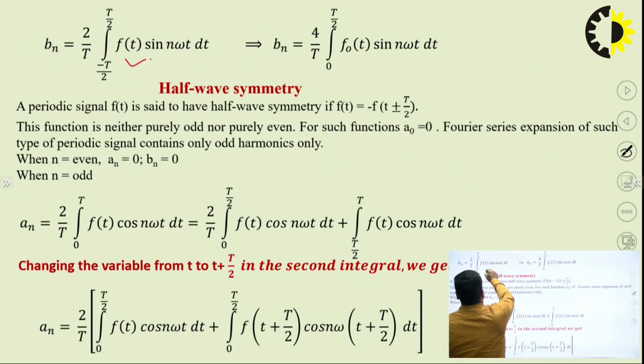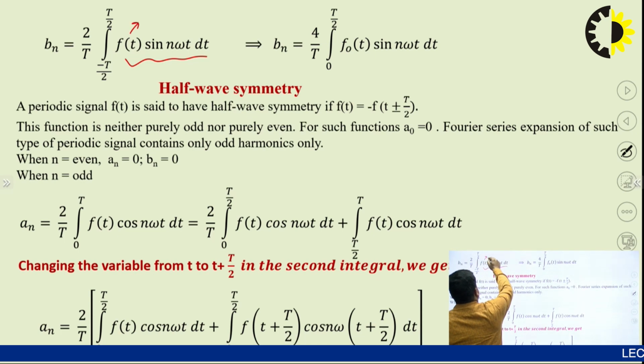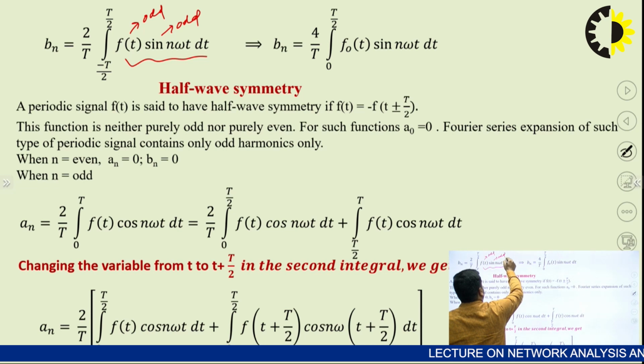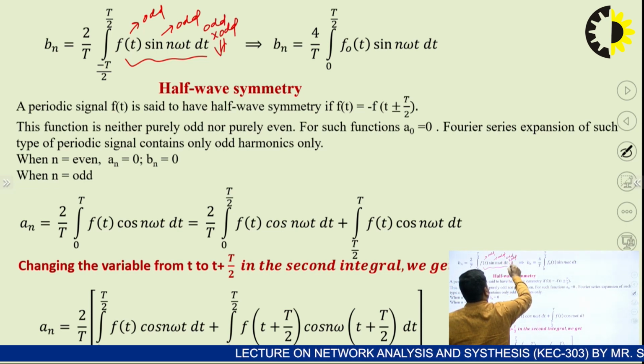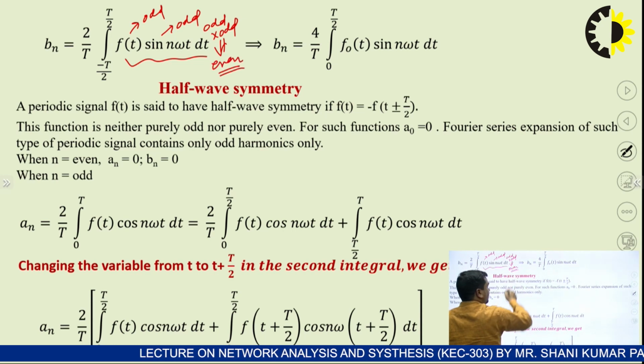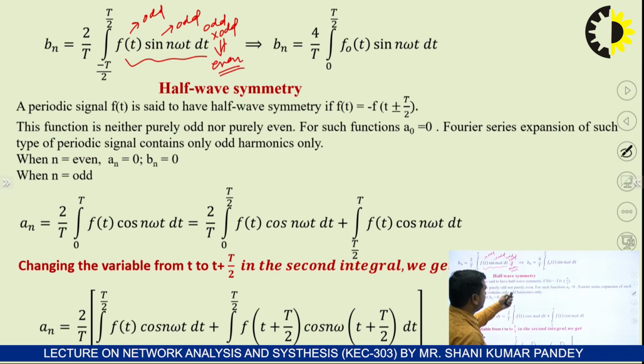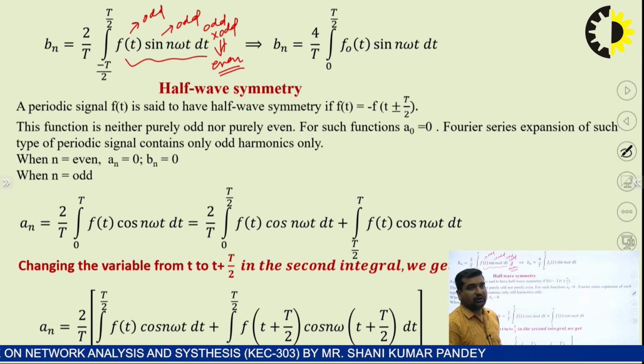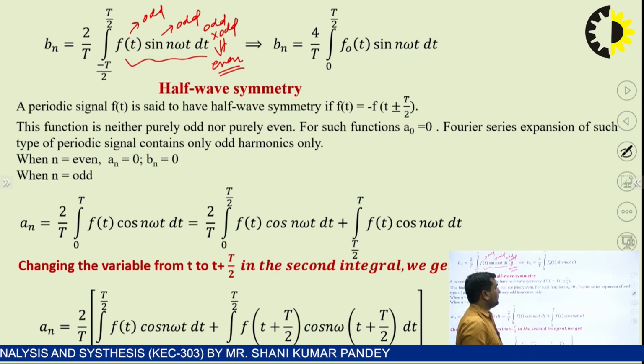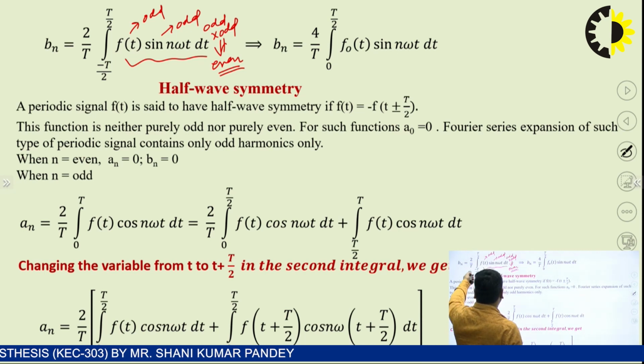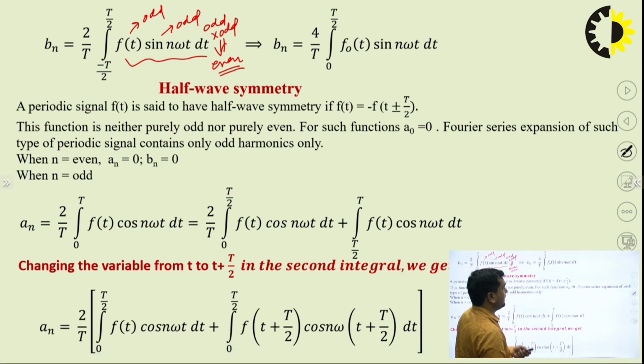And what about b_n? This one is an odd function, this one is an odd function, odd into odd becomes even. So the integration of an even function becomes 2 times the integration over half the period. So here we have doubled it, and the integration limit is reduced to 0 to T by 2, f(t) sin n omega t dt.